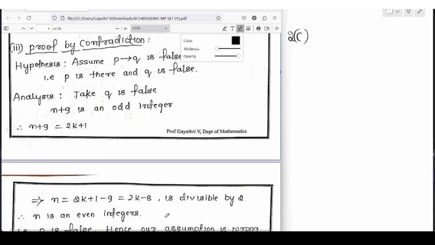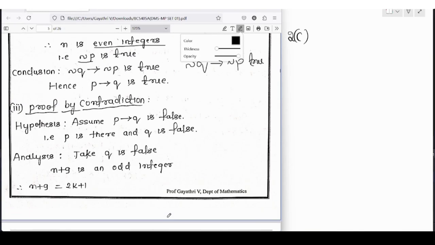Then finally the proof by contradiction. In proof by contradiction, we assume P conditional to Q is false. We have to go oppositely now. P conditional to Q is false, when will this be false? When P is true and Q is false. That is what we have taken here. Assume P conditional to Q is false, because this value is 0, false. So this implies P is true and Q is false.